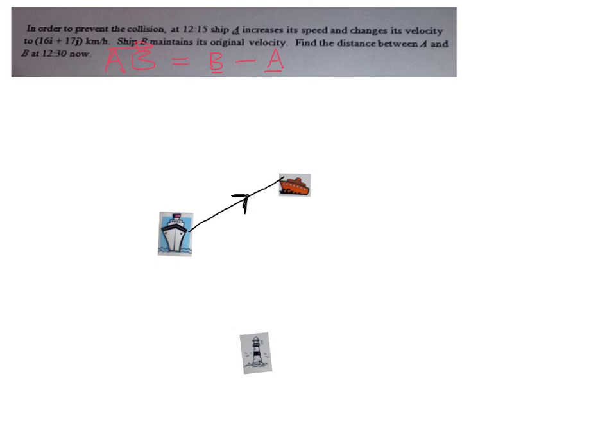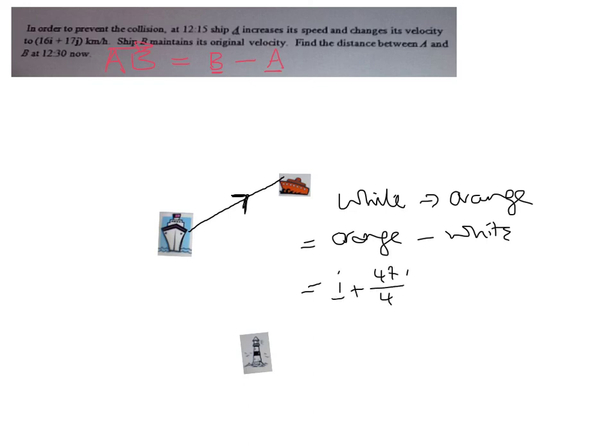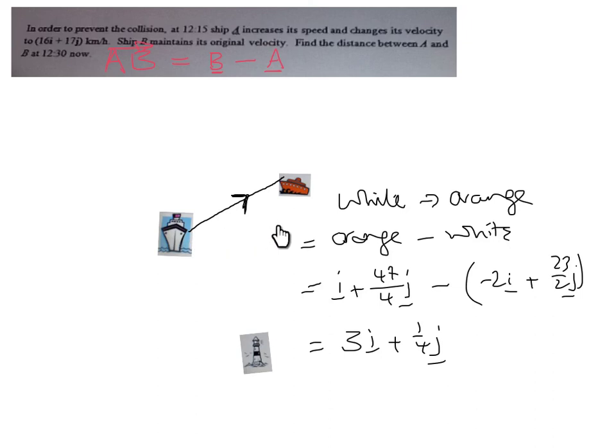Let's have a go. So white to orange equals orange minus white. Orange position minus the white position, which is i plus 47 over 4j minus 2i plus 23 over 2j, which gives us 3i plus 1/4 j. That's 3i plus 1/4 j. So the distance is the length of this vector. Obviously that's really easy. 3 squared plus 1/4 squared, square rooted is the distance. Can't really be bothered to calculate that, but I'm sure you can do it.